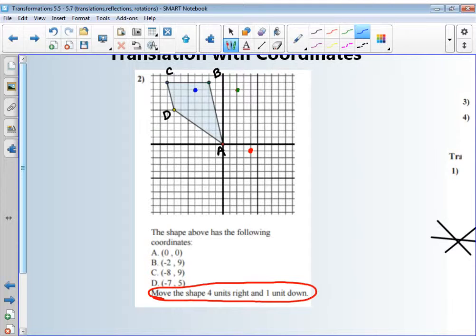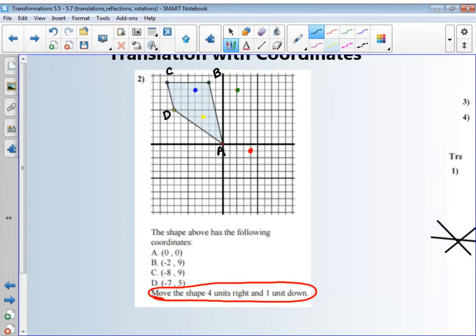And for my D, over 4, 1, 2, 3, 4, down 1. Now, as I told you earlier, if some of you are comfortable with just translating one and then copying by counting off, you can do that. Either method, you should end up with the same shape.